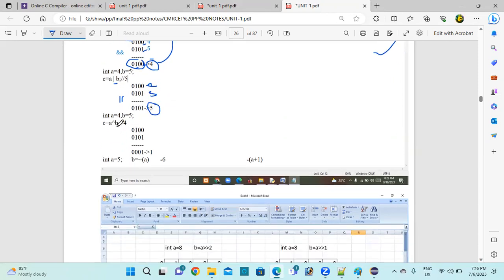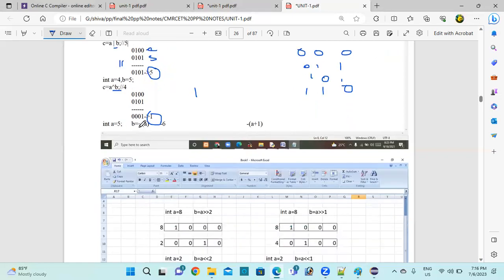Next one, exclusive OR. The exclusive OR table is: 0, 0 is 0, and 1, 1 is 0. All remaining situations are 1. So 0, 1, 1. In all the remaining situations it will come 0. So the answer will be.